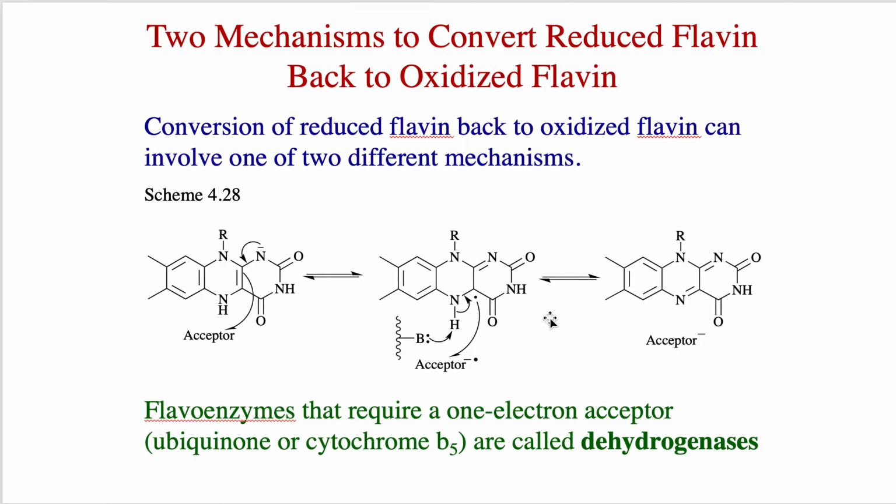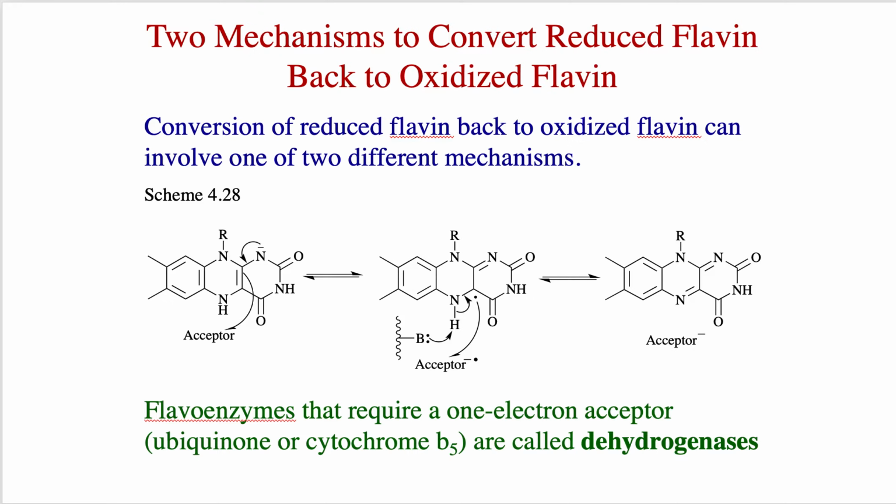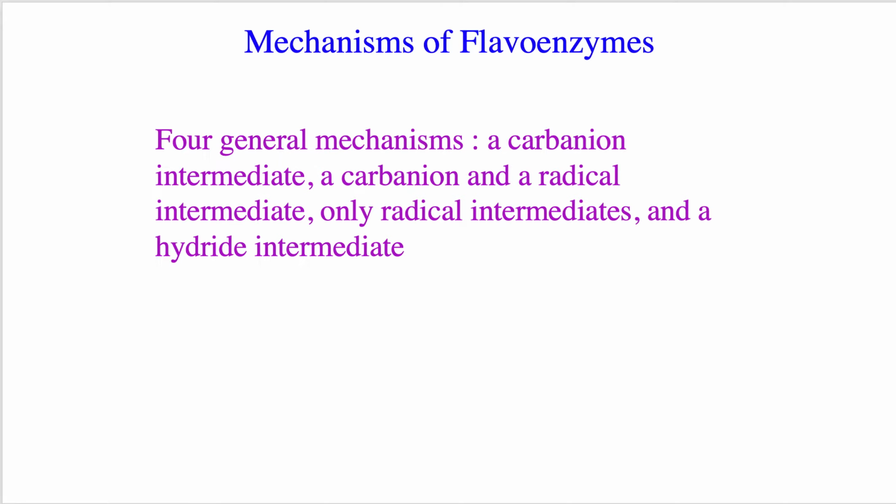Enzymes that use this as a 1 electron acceptor are called dehydrogenases. And they work by a number of different mechanisms, so it's pretty complex. So this is, again, what I was saying before, that we could teach a whole class on this. So I'm going to go through this a little bit quickly.